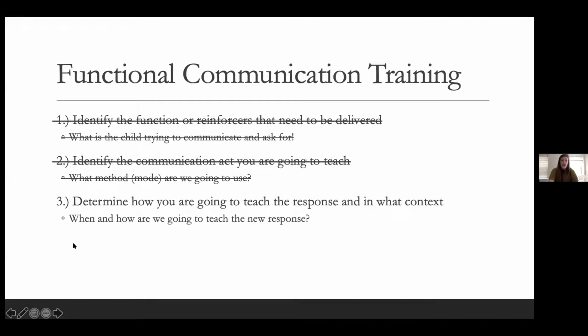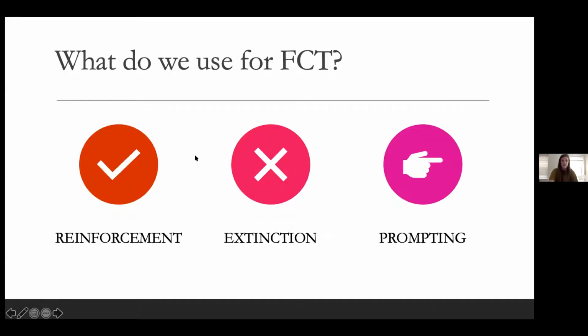So this is the last part of what we want to look at with FCT, determining how you're going to teach the response and in what context. So the when and the how are we going to teach the new response. So it sounds pretty simple. It can get a little complicated, but the three main components that we're going to use in FCT are reinforcement, which we know is increasing the behavior; extinction, which means we're going to withhold reinforcement for the behavior, so the behavior will decrease; and then we also use prompting.